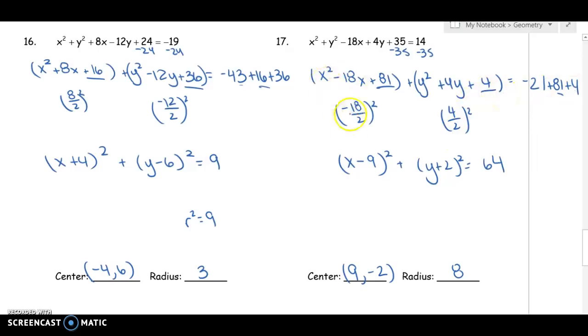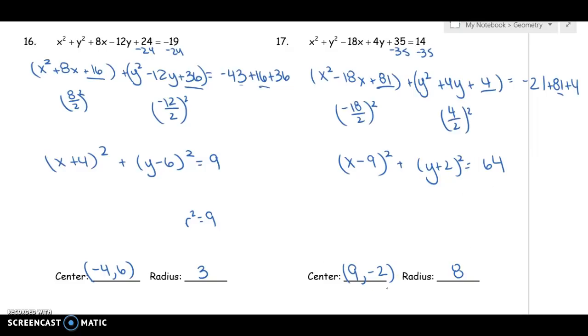And then they factor. Negative 18 divided by 2 is negative 9, so x minus 9 quantity squared. 4 divided by 2 is 2, so that's y plus 2 quantity squared. And then this all adds up to be 64. And now you can see your center is 9, negative 2, and your radius is 8. So that's kind of the circle unit.